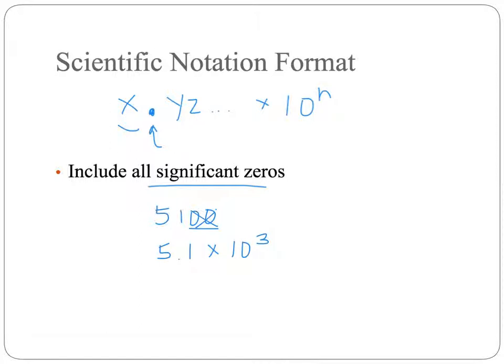But if you have a measurement that says 517.0, this zero is significant because it's a right end zero in a number that has a decimal point. So your scientific notation there would be 5.170 times 10 to the second power. So scientific notation is helpful for figuring out which zeros are significant or not. Be sure you include them when you translate something into scientific notation.